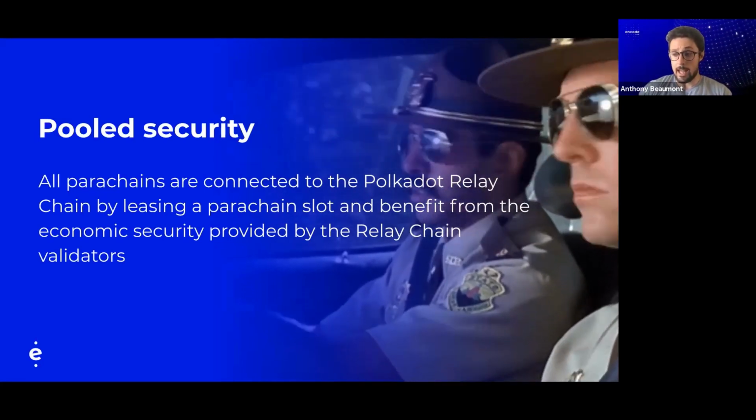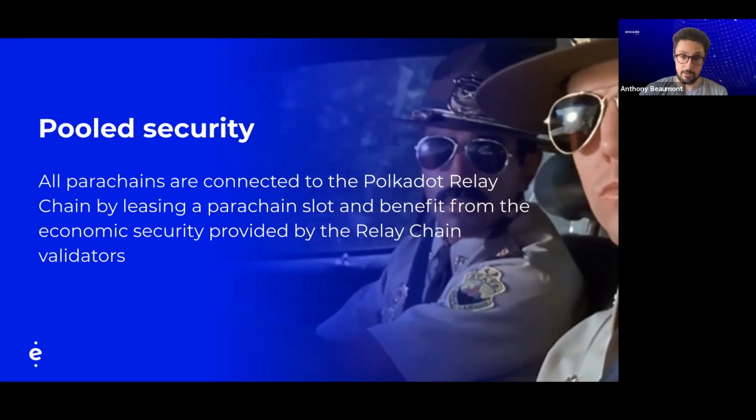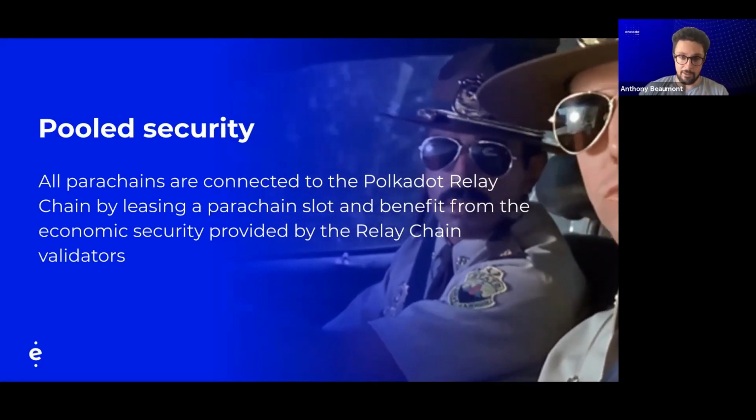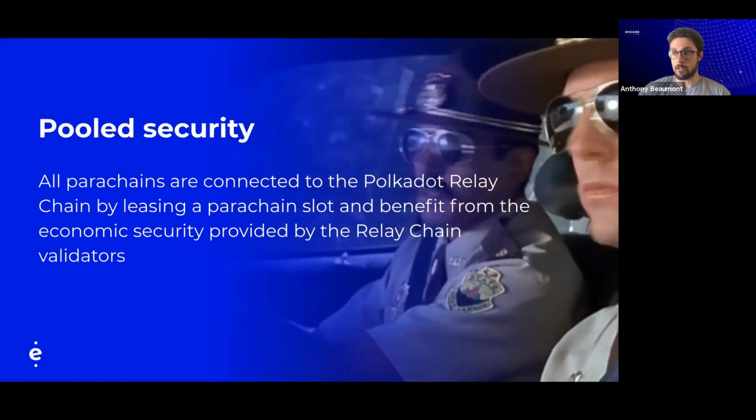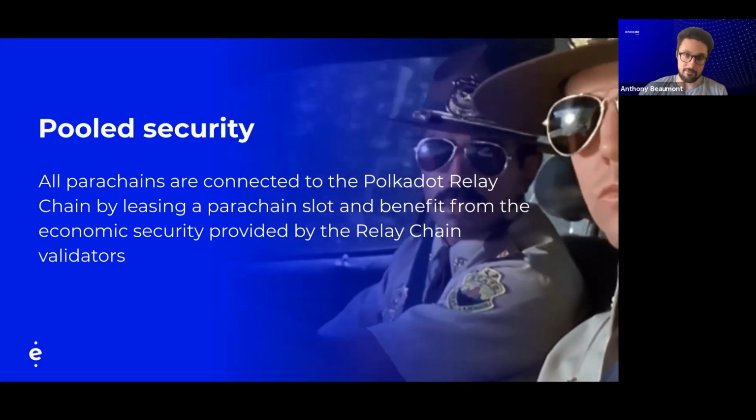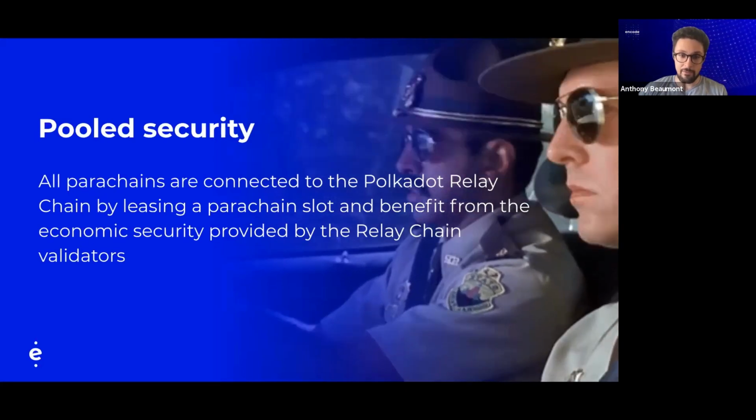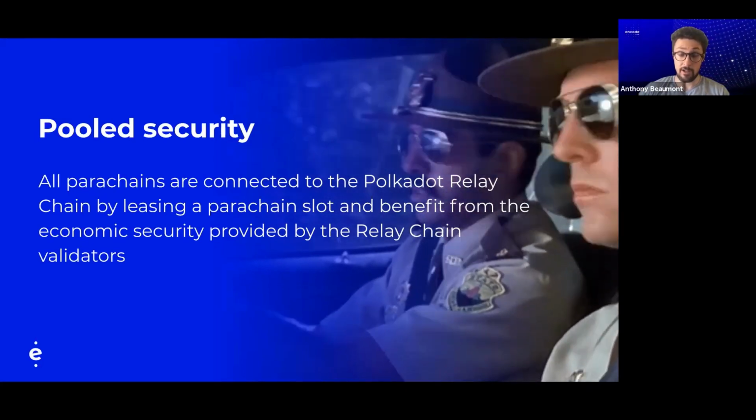So the key is, why would you want to have this, if you are one of these parachains, one of these mini blockchains? Well, the reason is you want to pool security, particularly security from a 51% attack. All the parachains connect to the relay chain by leasing a parachain slot, and they benefit from the economic security provided by the relay chain validators.